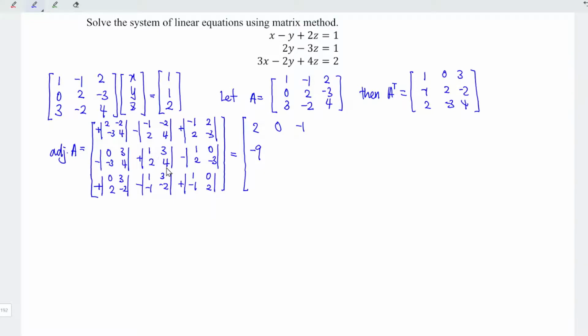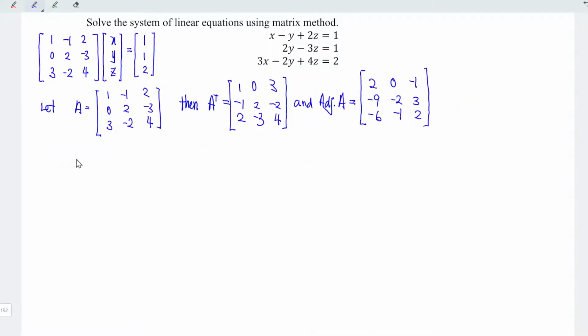Next, we have 4 minus 6, which is minus 2. Minus 3 minus 0, minus 3 times negative becomes positive. Next, we have 0 minus 6, minus 6. Next, we have minus 2 minus minus, so it becomes plus. Minus 2 plus 3 is positive 1. However, we have negative here, so it becomes minus 1. Next, we have 1 times 2, 2 minus 0, which is 2.